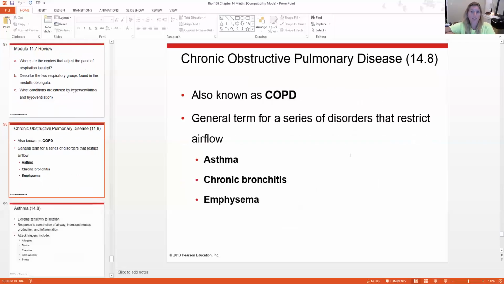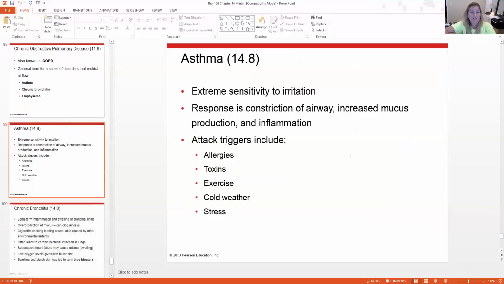Let's talk about some clinical respiratory terms. COPD, chronic obstructive pulmonary disease. It's a general term for a series of disorders that restrict airflow, something like asthma, chronic bronchitis, emphysema, all characterized in the COPD family. Asthma's extreme sensitivity or irritation. The response is a constricted airway, increased mucus production, and inflammation. The triggers could include allergies, toxins, exercise, cold weather, and stress.